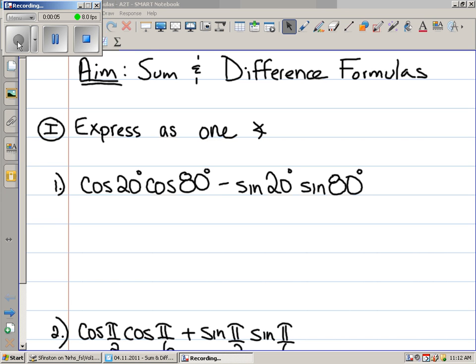All right, sums and difference formulas. This is easy. We kind of learned about it a little on Friday. You have to find the formula from your reference sheet and match it up. This first one, expressed as one angle. Check it out. It's cos, cos, minus sine, sine.